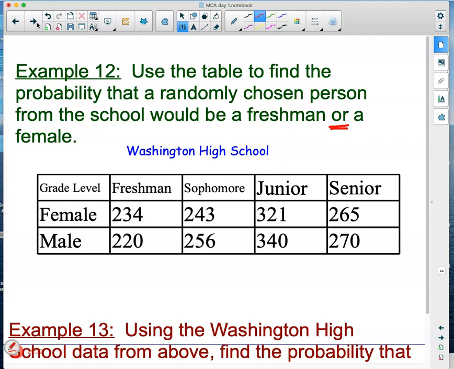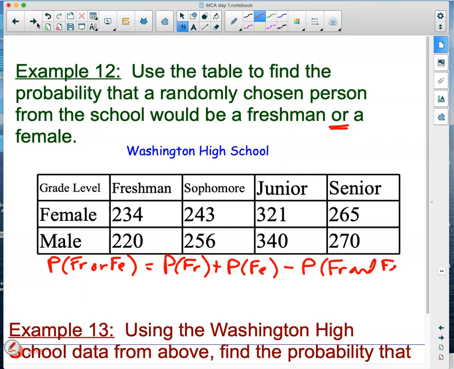probability that they are a freshman or a female. Because if you look at this table, you're going to see there are some freshmen that are also females. That happens. So what we're really looking for when we're saying the probability that you're a freshman or a female is going to be the probability that they're a freshman plus the probability that they're a female, but we have to subtract those females that are also freshmen. Freshmen and female. Otherwise, we're double counting those folks.